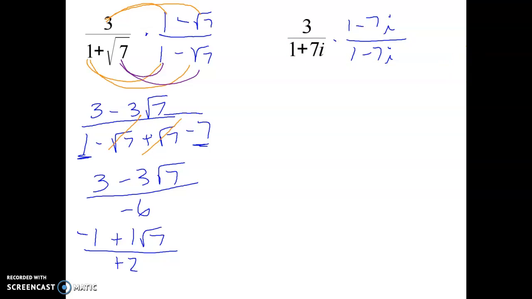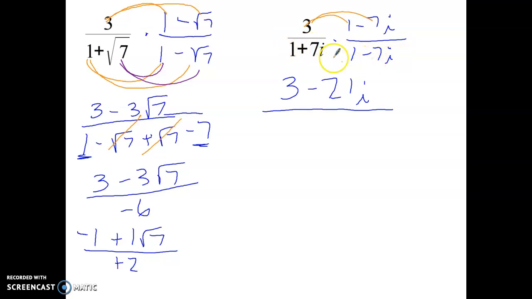All right, and then the simplification part is going to be very similar as well. So up in the top there, I'm going to distribute that 3 to both of those. So 3 times 1, 3 times negative 7i, negative 21i. Oops, that's a terrible looking i there. My finger slipped.